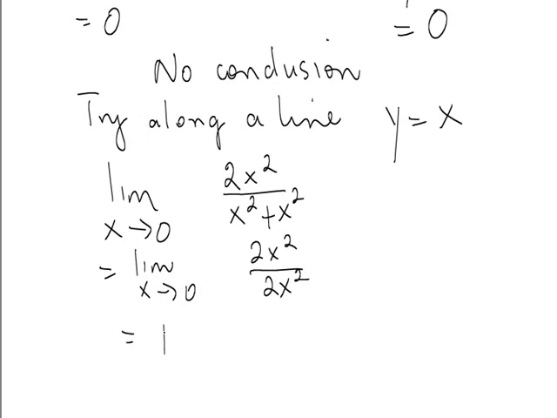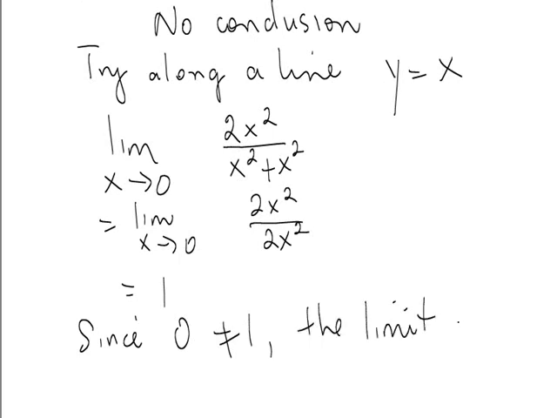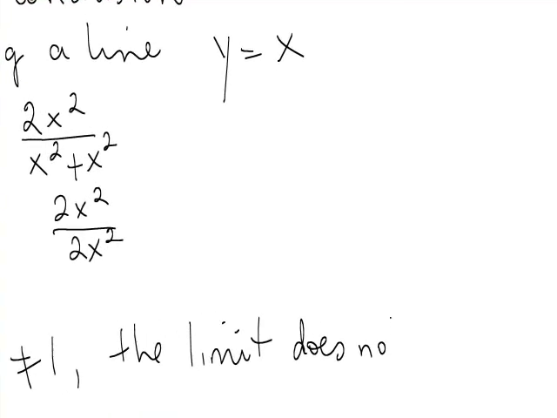And here we stop. Why do we stop? Why are we finished? It's not 0. We got something that's different, so we stop. If we got 0, then we'd have to try it along a curve. So we say, since 0 is not 1, the limit does not exist.